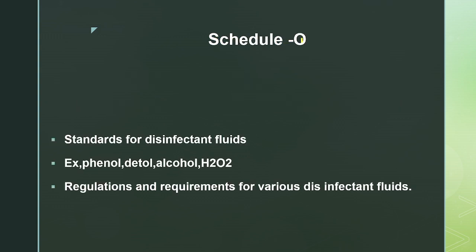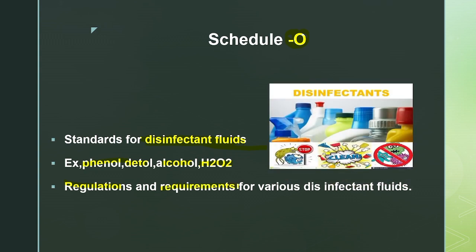And next, Schedule O. O stands for disinfectant liquid: standards for disinfectant fluids. This mostly deals with what chemicals come under disinfectants. Examples are phenol, Dettol, cresol, alcohol, and hydrogen peroxide. It deals with the regulations and requirements for the various disinfectant fluids. Schedule O stands for disinfectant fluids, their manufacturing, and their regulations.